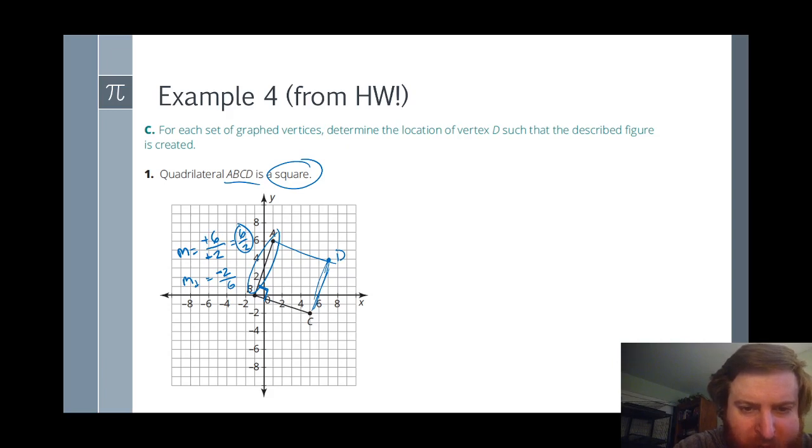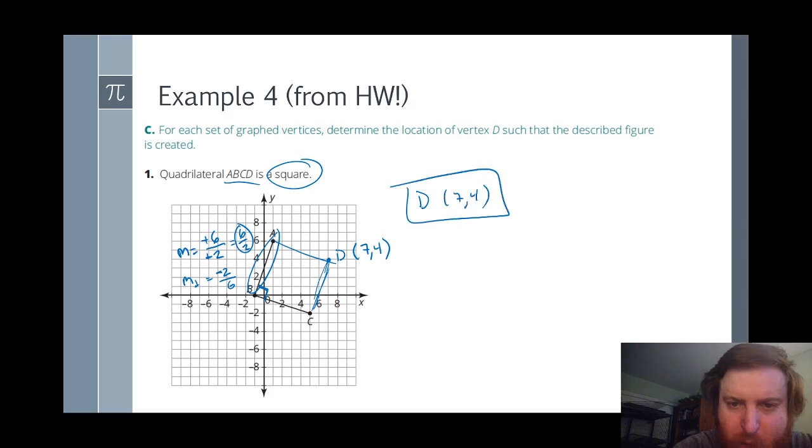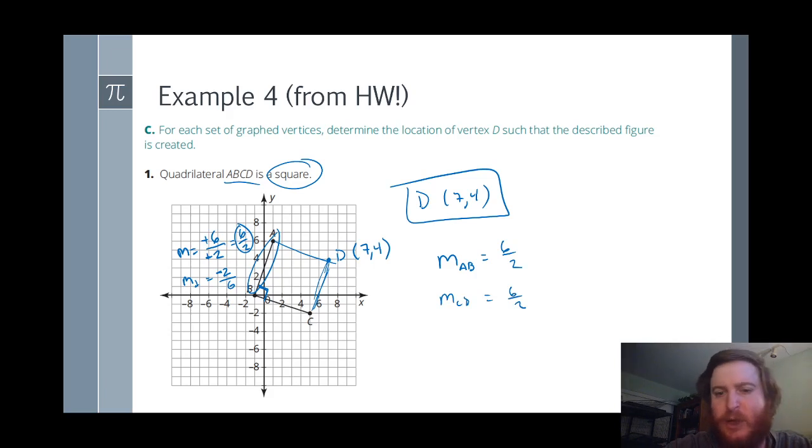So we didn't even really have to do any math except for just counting. So where's that coordinate? It's at 7 and 4. So our answer would be, D is at 7, 4. If we really need to explain it, how would we have explained what we did? We did the slope between A and B was 6 over 2. And the line opposite of A and B is C and D. So that means the slope between C and D needs to also be 6 over 2. So we just counted up 6, right 2. Okay, so that's kind of what we did.